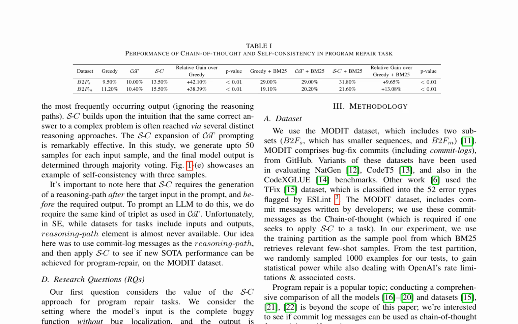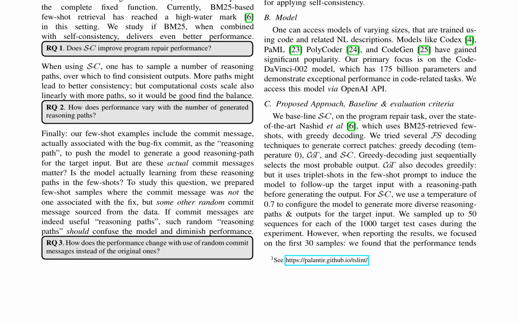The results show that SC improves over greedy decoding by 42.10% and 38.39% for B2Fs and B2Fm datasets, respectively, when using BM25 to select few-shots. However, the gains are lower when not using BM25, with improvements of 9.65% and 13.08%. A McNemar test reveals that the improvements from SC are statistically significant, p less than 0.01.